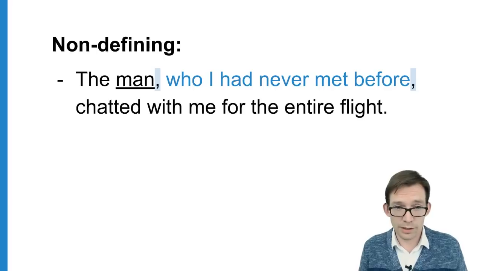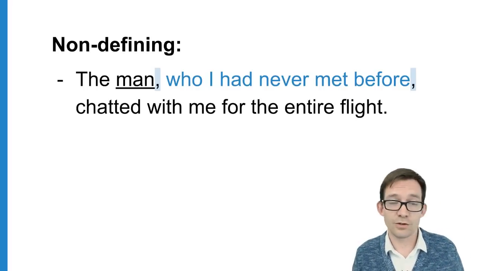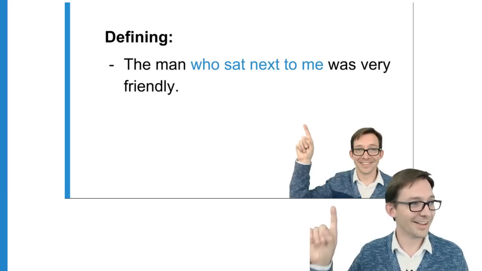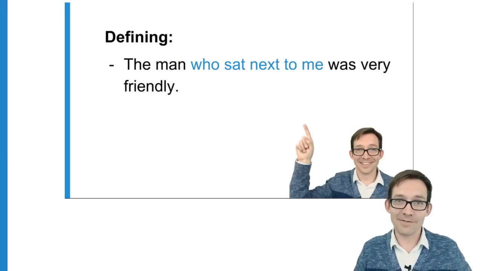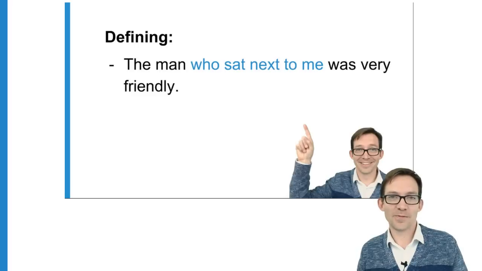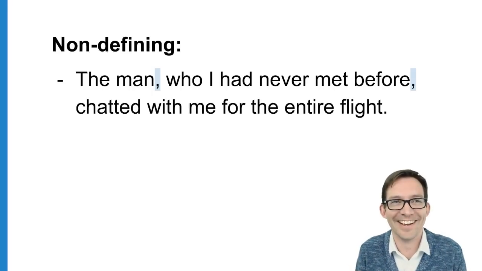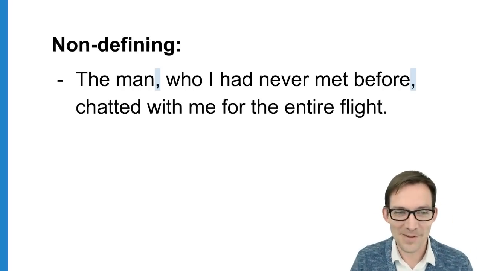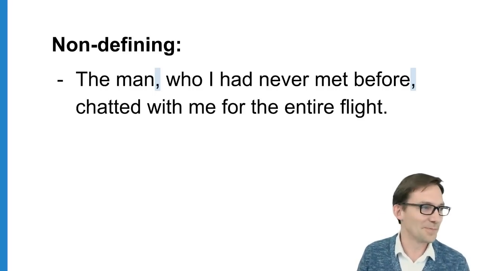Now, in this case, you might be saying, well, how do we know what man you're talking about, Shaun? Which man are you talking about? Well, if you had been listening to me a couple minutes ago, I told you which man, right? The man who sat next to me was very friendly, all right? So in that case, I've already told you about the man, so I don't have to tell you again. What I can do is just give you another sentence about the man, but now I can add information in there, all right? So it's kind of up to you to decide what the reader needs to know or not. Okay. Oh, I know, I'm so funny. So that's up to you.